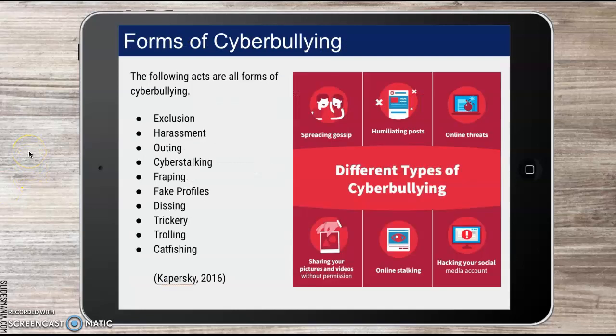The different forms of cyberbullying include exclusion, and exclusion is finding a way to call a person out and kind of exclude them from the group, or find ways to call that person out so that they are embarrassed or don't want to be a part of the group or don't want to be a part of something.